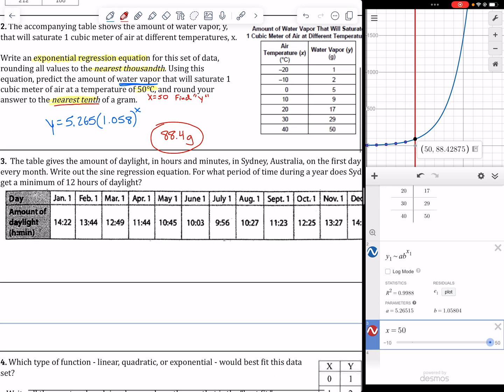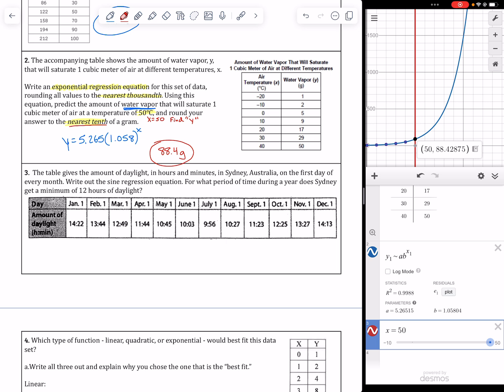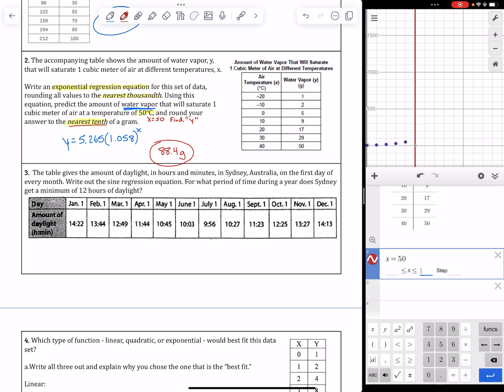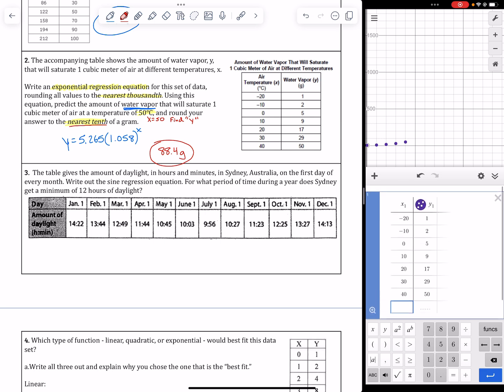All right, number 3 says the table gives the amount of daylight in hours and minutes in Sydney, Australia on the first day of every month. Write out the sine regression equation. For what period of time during a year does Sydney get a minimum of 12 hours of daylight? All right, so I'm going to clear it all out again and type in my table.